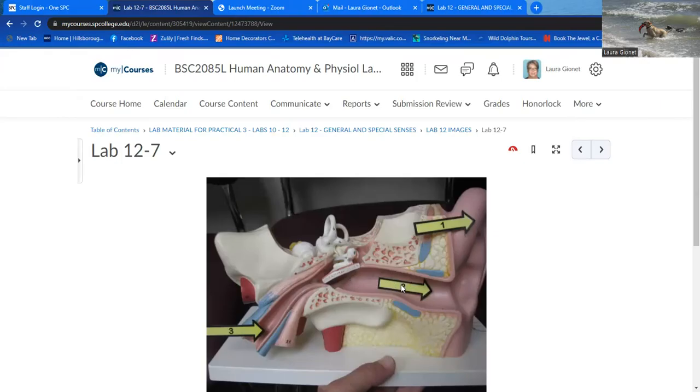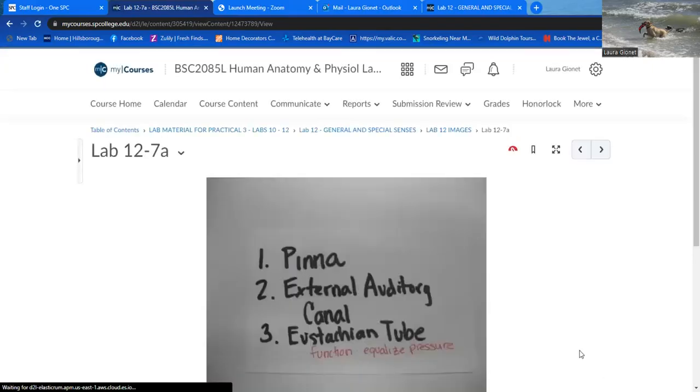It has glands there that produce cerumen to capture different particles and maybe small insects and keep them from hitting your tympanic membrane. And 3 would be the eustachian tube or the pharyngotympanic tube, and it functions to equalize air pressure on both sides of the tympanic membrane.